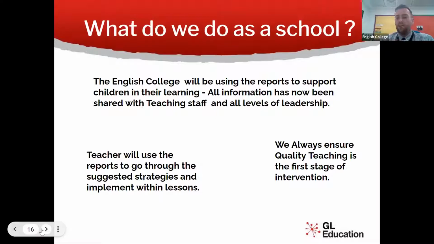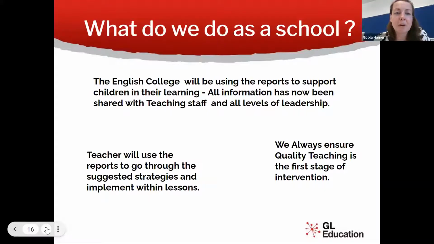And just really importantly, we want to reiterate again, it's not attainment, it's all about ability and potential. And what we always do in the first instance is quality teaching, which is always the first stage of intervention. So we adapt and we change our teaching strategies to meet the needs of the children in our classes.